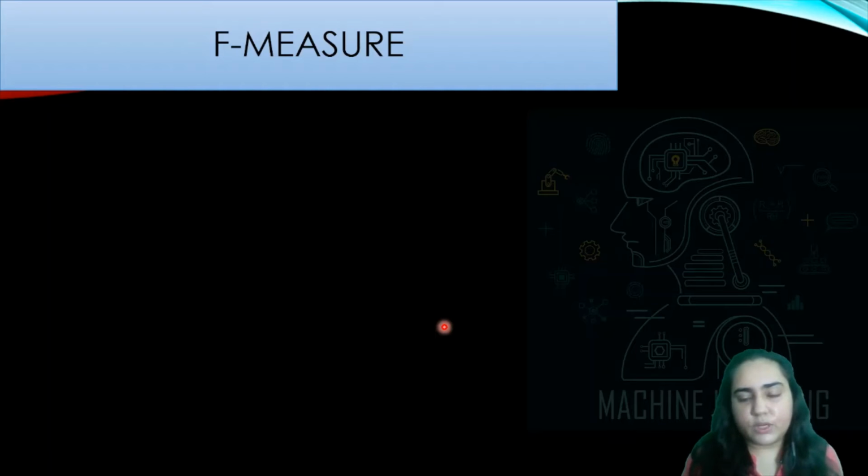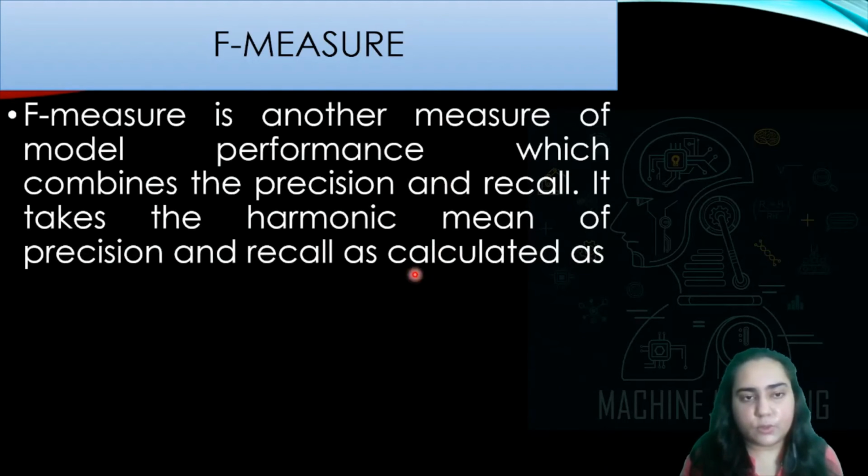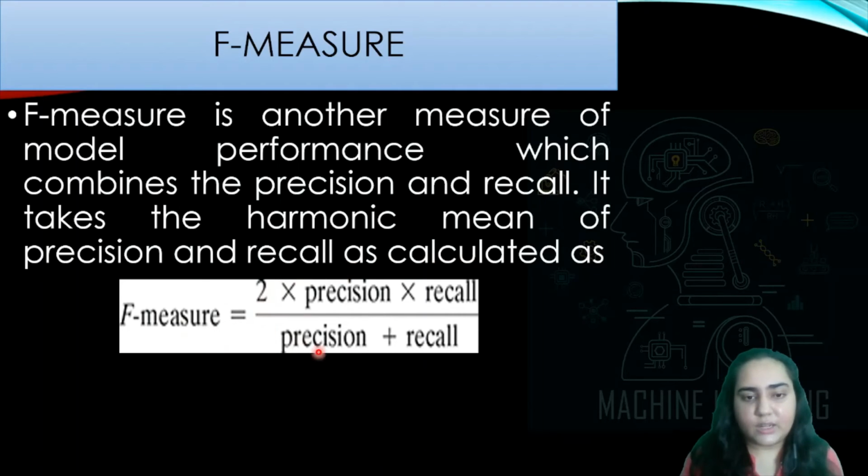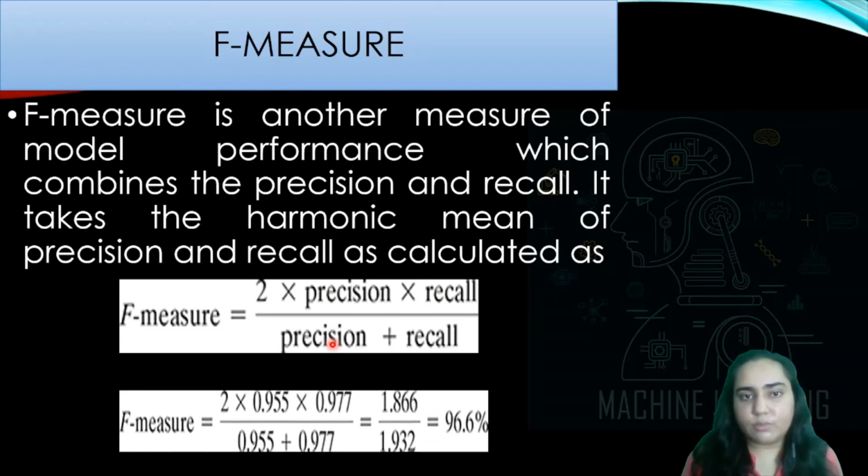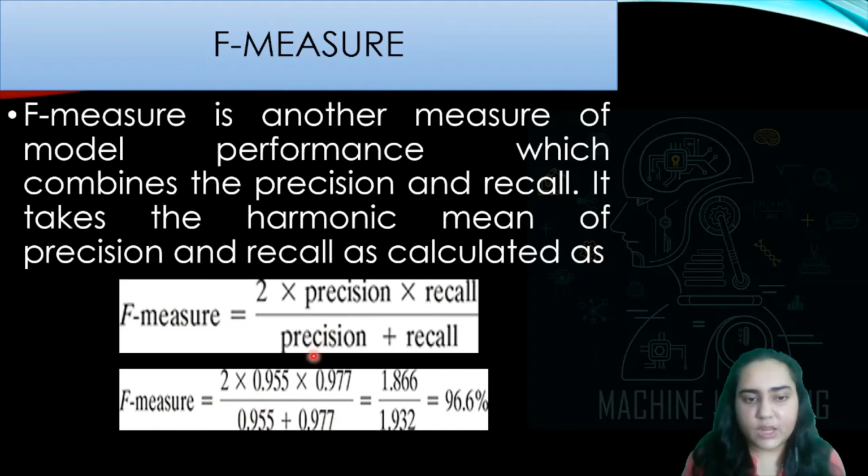Another way of evaluating the performance of a classification model is through F measure. It combines precision and recall. It basically takes a harmonic mean of precision and recall, which can be calculated like this. F measure is 2 times precision into recall, divided by precision plus recall. That's how you take a harmonic mean. So using whatever we had calculated previously, precision was 0.95, recall was 0.97. Putting all those values here, F measure is going to be 96.6%.